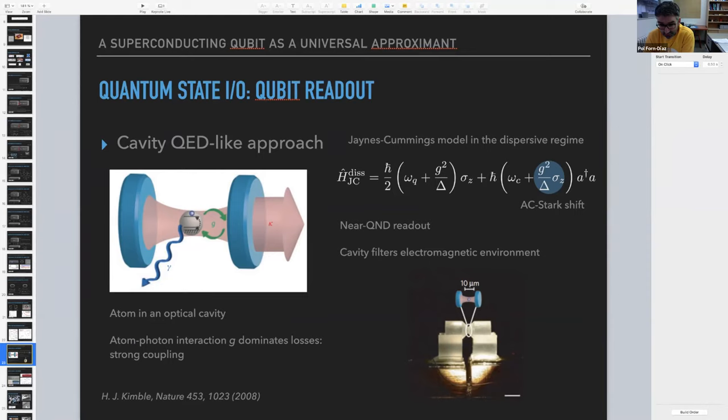This is a picture of one of their papers: two mirrors very close to each other. You cannot even see how close they are. And then in the middle, they were dropping atoms, cold atoms.